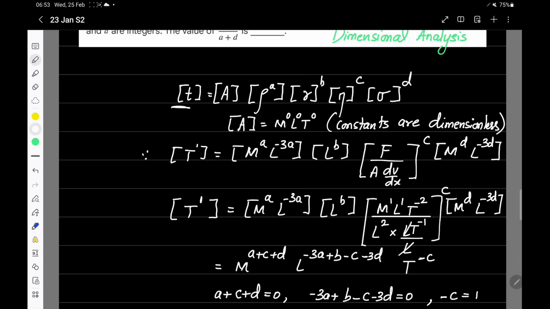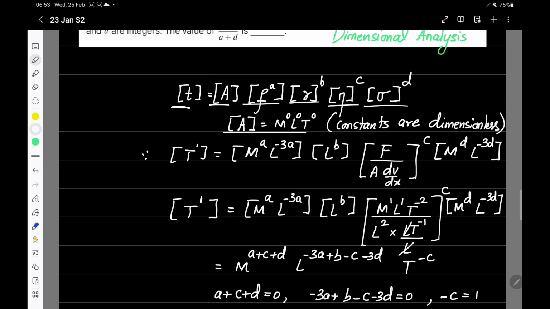The dimensions of time must be equal to dimension of A into dimension of rho power a into dimension of r power b into dimension of eta power c into dimension of sigma power d. Now dimension of A is basically M power 0, L power 0, T power 0, because we will consider all constants as dimensionless while doing these type of questions. Although if A is a physical constant, it will have dimensions, but it's not mentioned here, so A is not a physical constant. Now the time's dimension is T power 1.